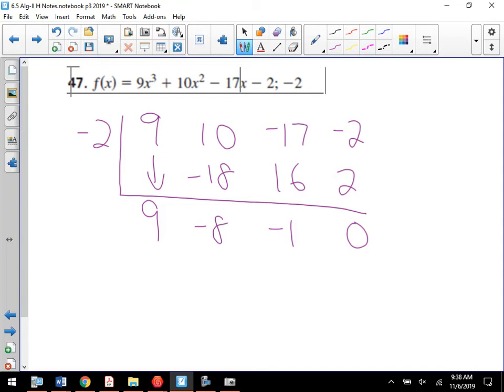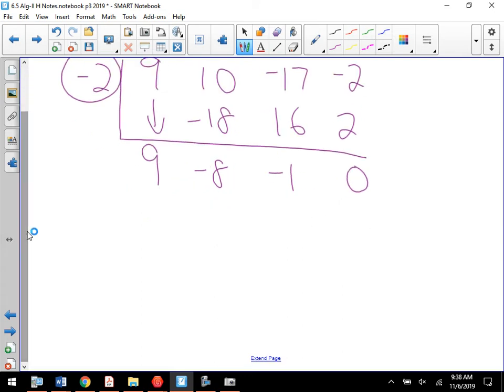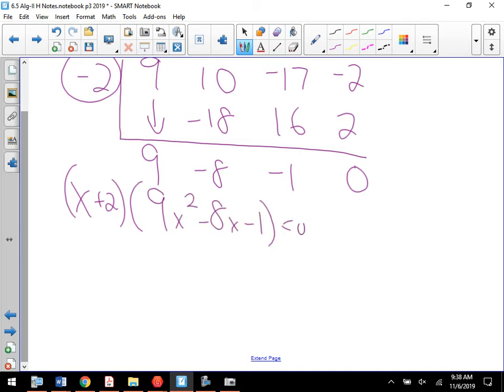Okay. Now, that means -2 is a 0. So I know that this is a 0. So the term that generated that was x plus 2. This becomes now 9x squared minus 8x minus 1. Before you go into anything else, just check. 9 times -1 is -9. So what times what is -9 that I add together to get -8? -9 and 1. So this becomes factorable.